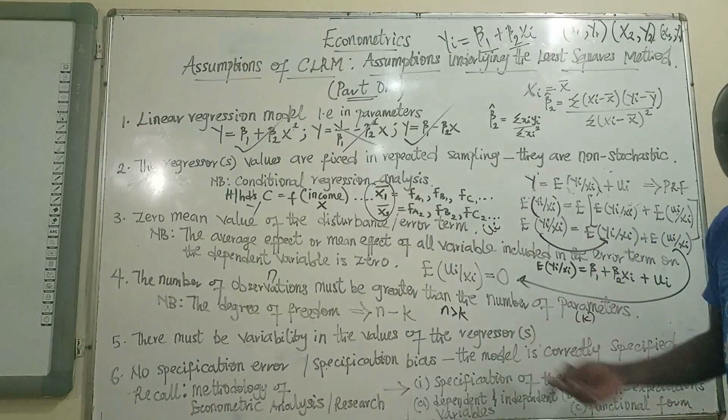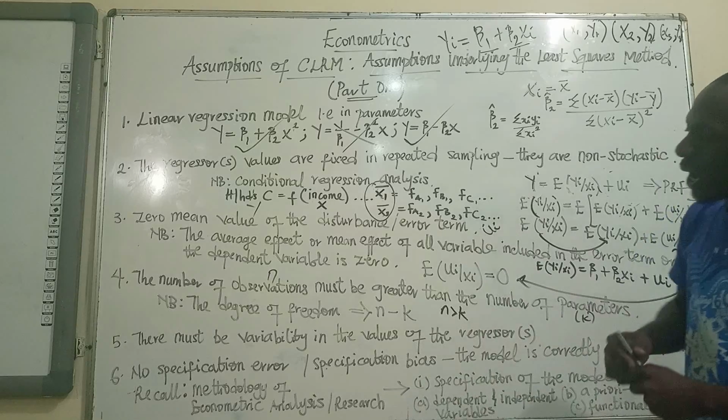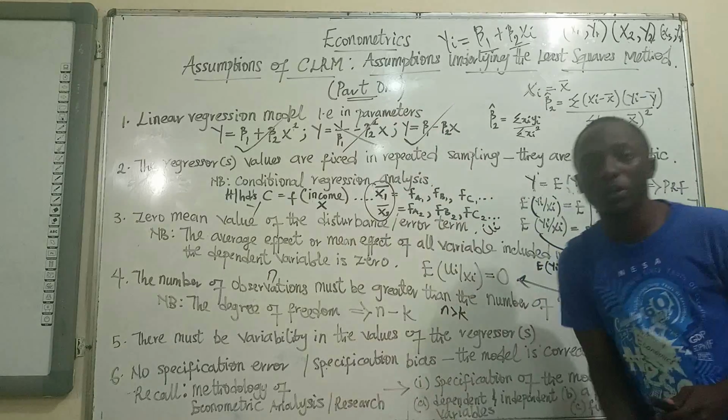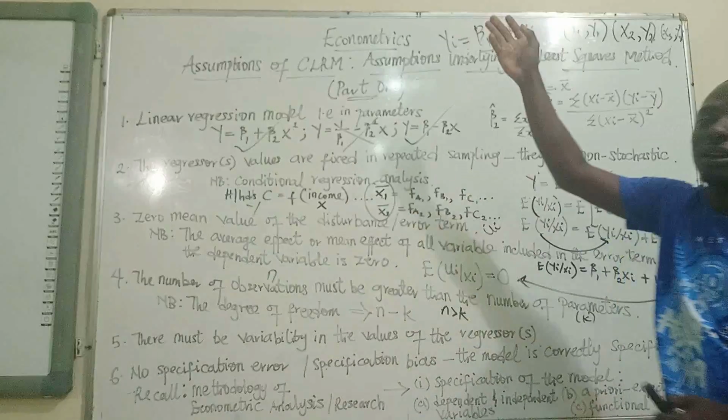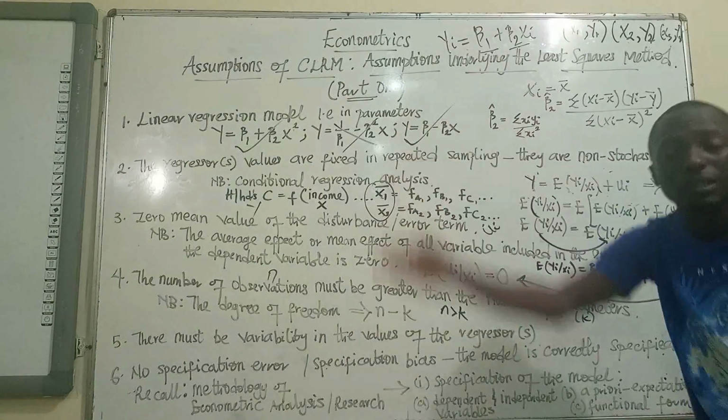And why is it so? It will give us a problem if we don't have different values for this level of income. Let's just say we are assuming 1,000 naira, 1,000 naira, 1,000 naira for different values of income.